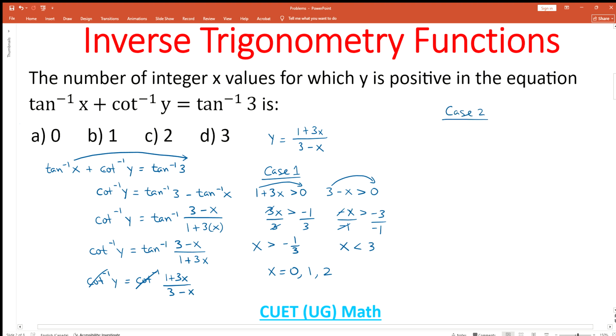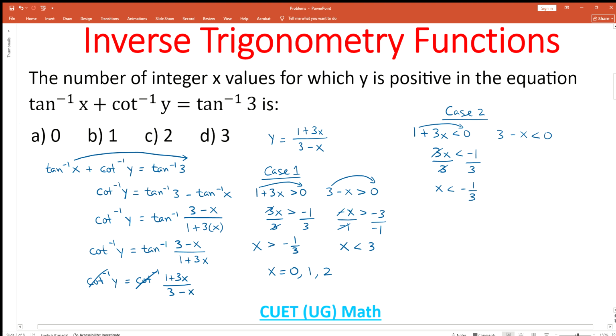Now we can analyze the second case. The second case is that both the numerator and denominator expression have negative value. So the first inequality is 1 plus 3x is less than 0 and 3 minus x is less than 0. We can solve these two inequalities. Let's start with the first one. We can move 1 to the right side of the inequality. I get 3x is less than negative 1. Next, we can divide both sides by 3. I get x is less than negative 1 over 3.